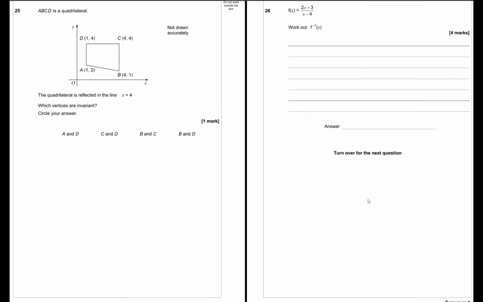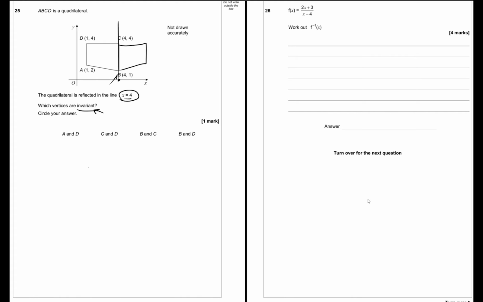Okay, question 25. ABCD is a quadrilateral. The quadrilateral is reflected in the line x equals 4. Which vertices are invariant? Okay, invariant means stays the same. Okay, so which ones stay the same when you reflect in x equals 4? So let's find x equals 4. So that will be this line here. So we're going to end up with a sort of shape like this. So which one of these points stay the same when you reflect the shape?